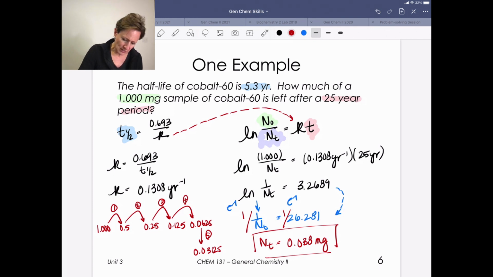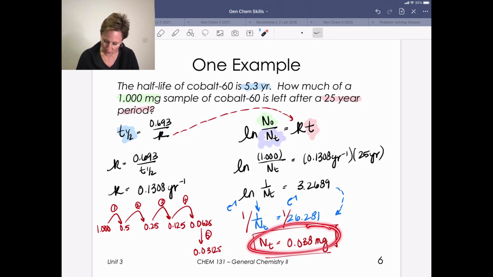So why did I bother going through that? Well, let's look at this. If 1 half-life is 5.3 years, after 25 years, I haven't fully gone through 5 half-lives, but somewhere between 4 and 5 half-lives. So I should be then having an answer that's somewhere between these two answers, okay? And I can see that 0.038 milligrams is between these two. Okay, so we're going to talk about that more in class, but this is a great, just simple example to practice these two equations that are essential to this learning unit.